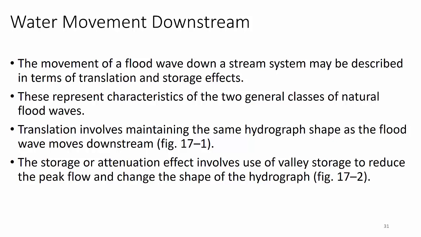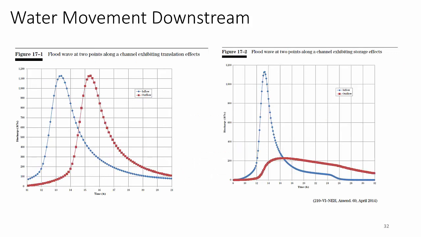We can design it to be whatever shape we want. So this is translation, and this is attenuation. If we don't want the downstream peak flow to be 1,100 cubic feet per second, because that's going to flood the city downstream, we want to reduce that, and we can do that.